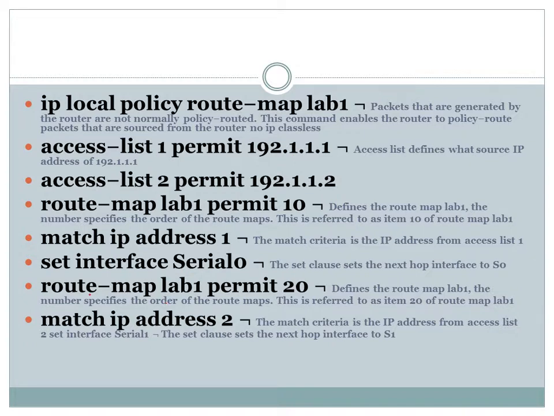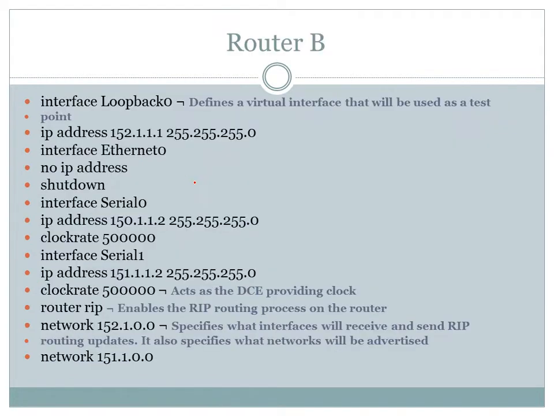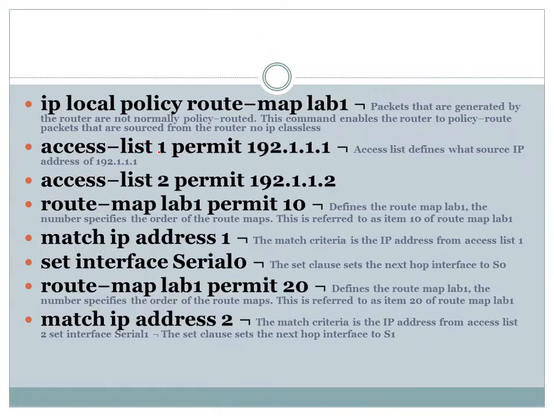For the other one, what we're doing is route map lab 1, permit 20. Then match IP address 2. What is on 2? 192.1.1.2, the second network. What you have to do? When you do not write anything here, there is nothing here. What you command right here, I think I forgot, but I tell you two things. You type here set interface serial 1. For the 192.1.1.1 network, set interface 0, the first interface. For 192.1.1.2 traffic, set the interface to serial 1.